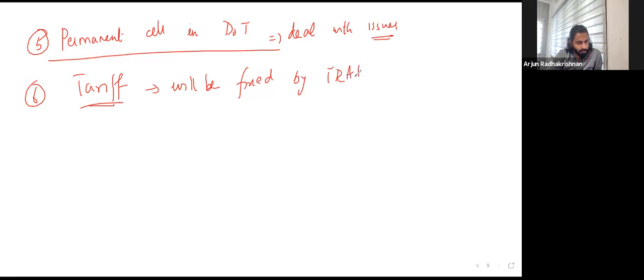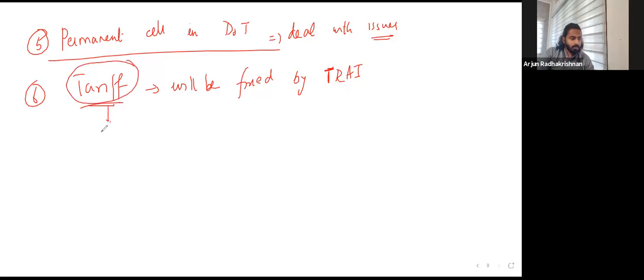Tariff will be fixed by TRAI. Now, if you are doing, say, a 1 month pack by Airtel, you are paying 150 rupees. Jio might be charging 100 rupees. For a 2 month pack, Airtel might be charging 300 rupees. Jio might be charging 250 rupees. So different companies have different tariffs. It is going to be unified. Now it will be fixed by TRAI.